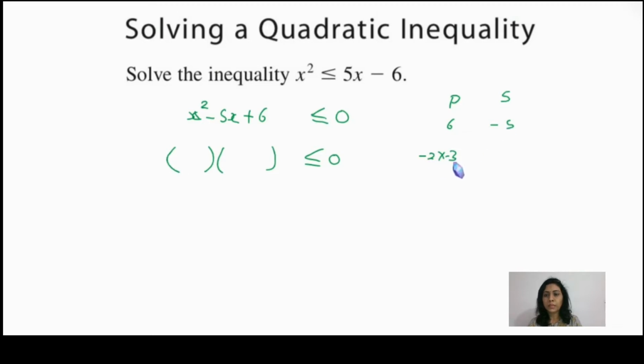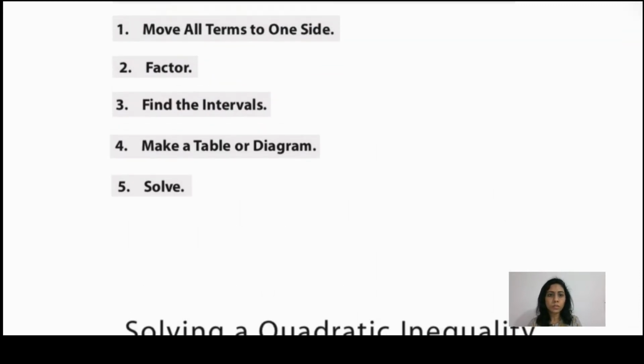So minus 2, minus 3, minus 5, and minus 2 times minus 3, we get 6. So this is perfect. Minus 2 and minus 3. Okay. So we got minus 2 and minus 3 this. So these x minus 2 and x minus 3 factors, when can they be 0? When x value is 2 and x value is 3 respectively. Okay. So now we can do this third.